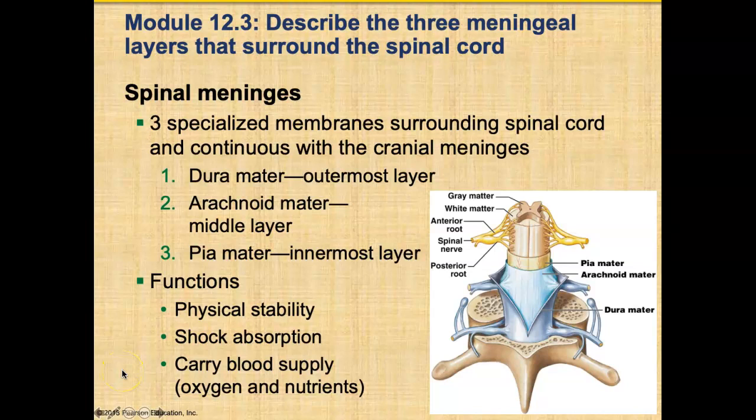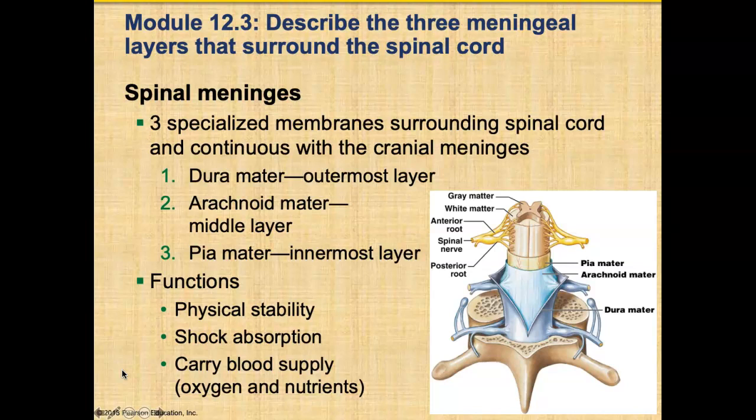Our goal in this module is to understand the meninges. Whether it's the brain or the spinal cord, they have three meninges. These are membranes that will surround the spinal cord, and they're continuous with the cranial meninges. The outer is the dura mater, the middle is the arachnoid mater, and the innermost layer that will be right on the spinal cord and brain itself is the pia mater.